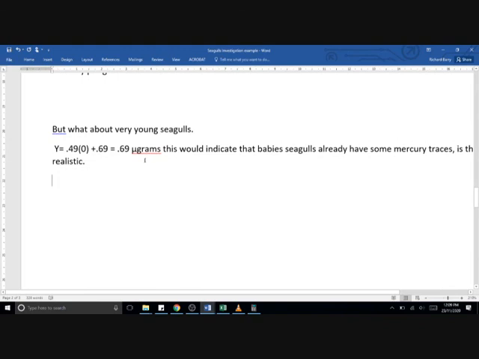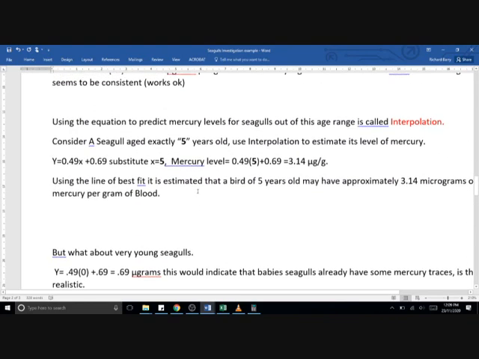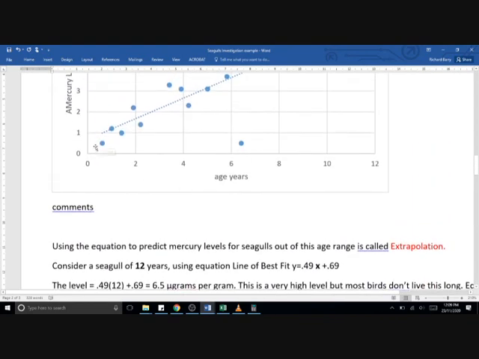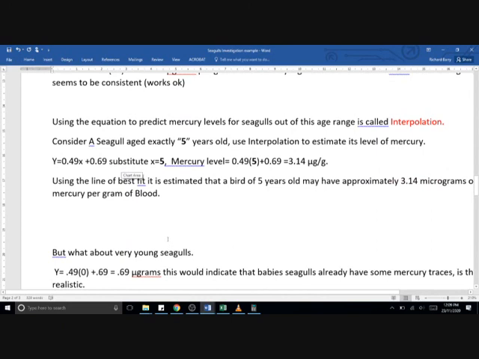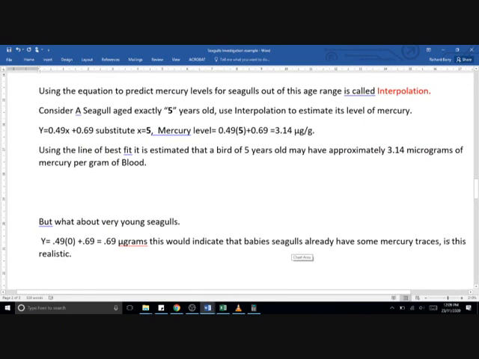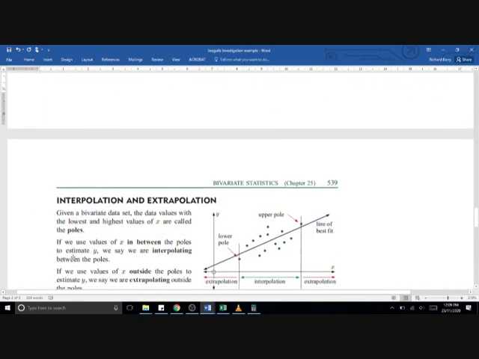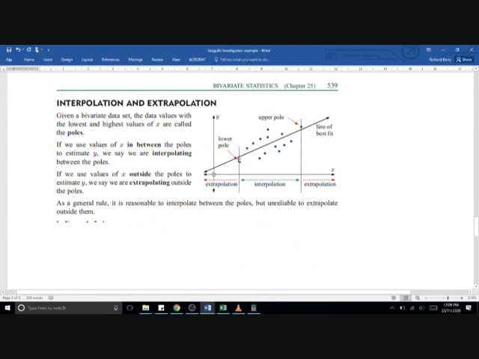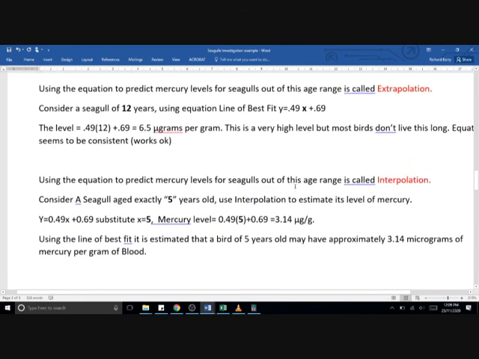I did this to look at working out what the 0 age was. That, of course, was extrapolation because it's outside the range. Looking at the 0, this would indicate some baby seagulls already have some mercury. Is this realistic? I'll leave that for you to make a comment. So this picture, these ideas are on page 539 of the textbook.